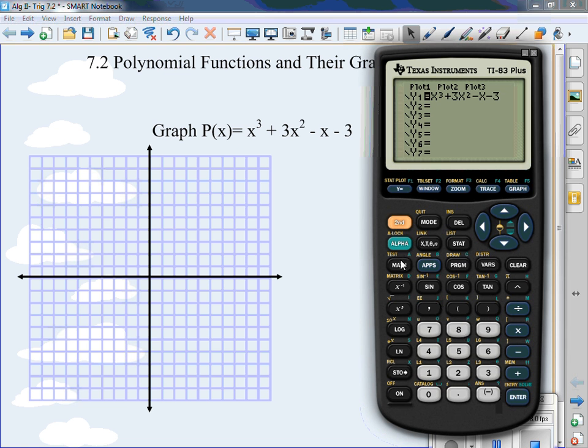The cubed is in the math menu, number 3. Or you can just use caret 3. It's the same thing. Everyone hit zoom 6. That way we all have the exact same window. So when you graph it, it looks like this.